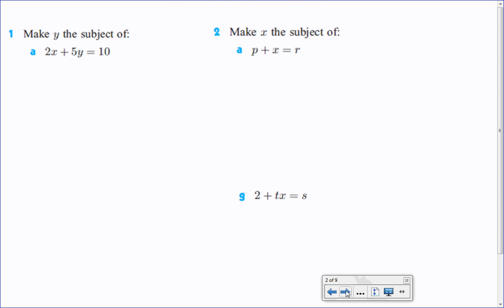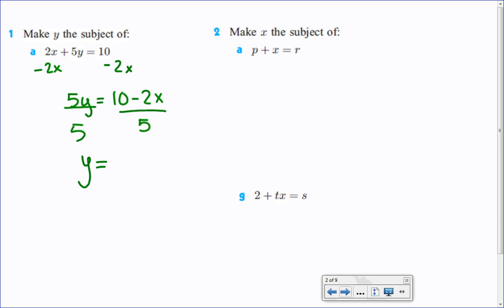Okay, so making y the subject of. So this is formula rearrangement. So we're solving for y. So we just want to get y alone. Very straightforward, 10 minus 2x. And then we just divide both sides by 5. Okay, so y is equal to 10 minus 2x over 5.